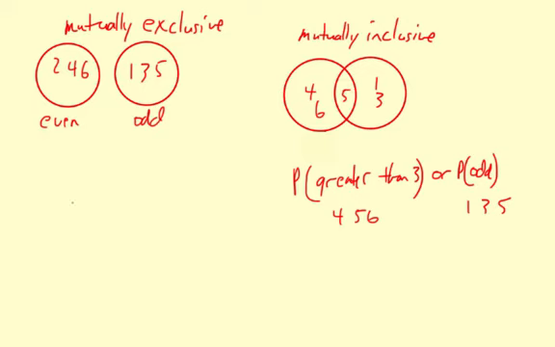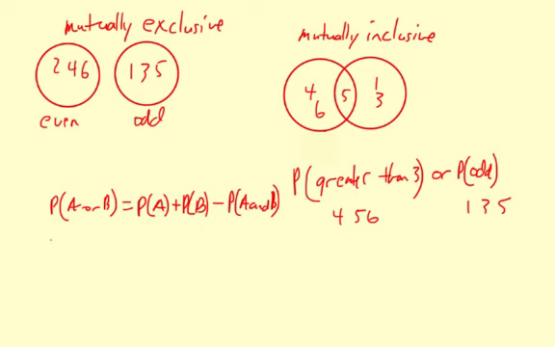And there's a probability formula for compound events. Probability of A or B equals probability of A plus probability of B minus the probability of A and B happening. So if you have mutually exclusive events, the probability of A and B is 0, so you don't even use this part. Probability of A or B is just probability of A plus probability of B. When you have mutually inclusive, probability of A and B does have a value, so you use that.